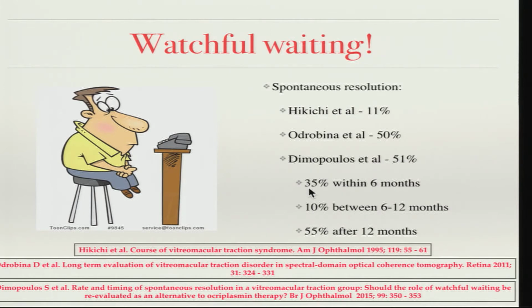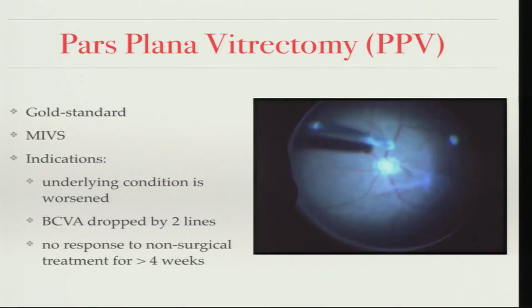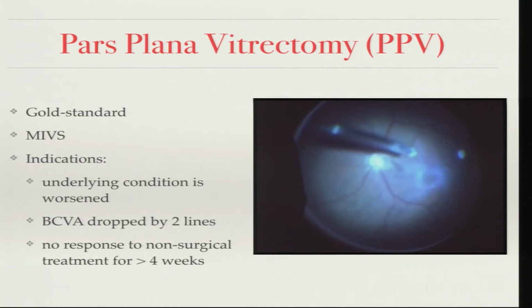So can we wait? Or should we wait? We should wait if the patient does not have any symptoms and there is no progression of the traction at the fovea. So pars plana vitrectomy definitely is the gold standard for clearing the vitreo-macular traction, and with MIVS, it has become even easier and better for the patients. Of course, if the underlying condition has worsened, BCVA dropped by 2 lines, or there is no response to non-surgical treatment, then we can do vitrectomy.